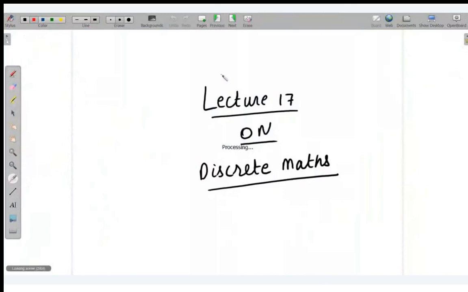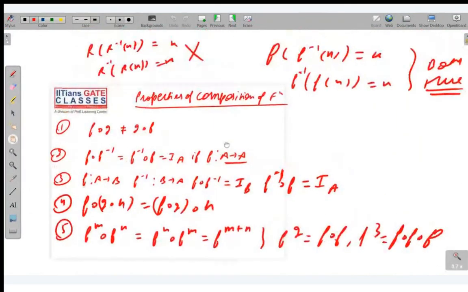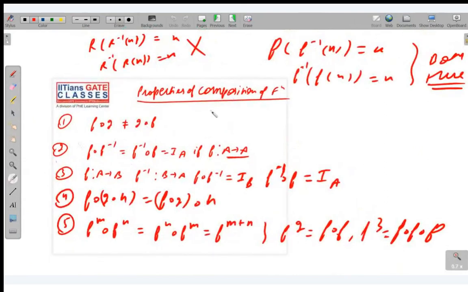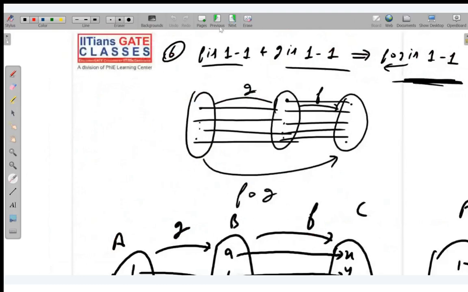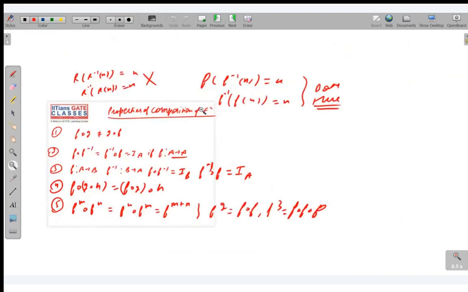Yes, hello everyone. This is lecture 17 on discrete mathematics, and in the previous lecture we were discussing properties of composition of function. I have given you a few properties, and I think you already know f o g is not equal to g o f. f o f inverse is I_A when f is a function from A to A. When f is a function from A to B, f inverse is from B to A, f o f inverse is I_B, and f inverse o f is I_A. f o (g o h) is equal to (f o g) o h, that means associative, and in powers of function it was commutative. I have given you an idea of all the things.